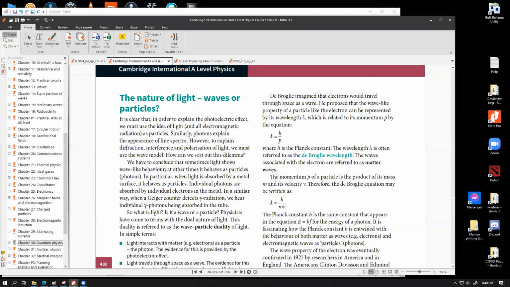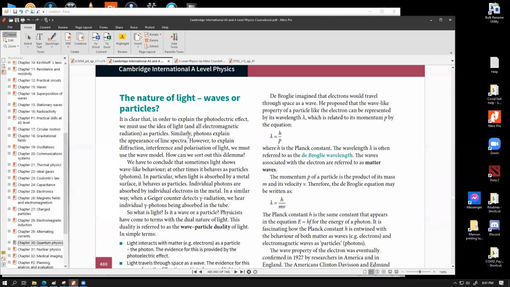So interestingly, light does behave as both wave and particle. Depending on what behavior you're observing, it can give you that behavior. If you're observing the photoelectric effect or reflection, you can say light is a particle. If you're observing refraction or diffraction, you can say light is a wave. So light can work as both a particle and a wave, but which behavior you see depends upon what experiment you are dealing with.